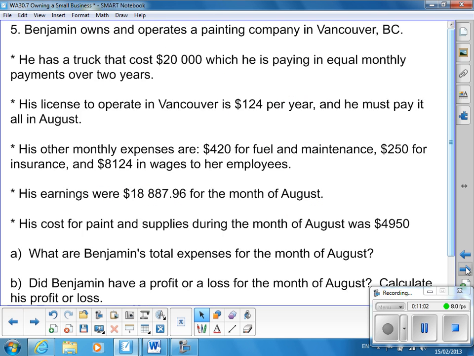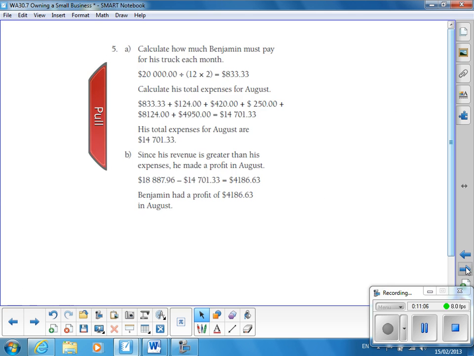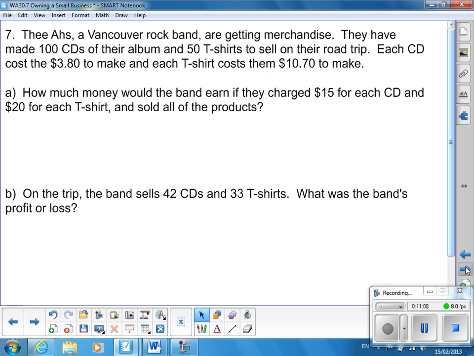Benjamin owns and operates a painting company in Vancouver. And the 3 Oz, a Vancouver rock group, are trying to get some merchandise sold at their concert, and they want to know how much to sell each item for.